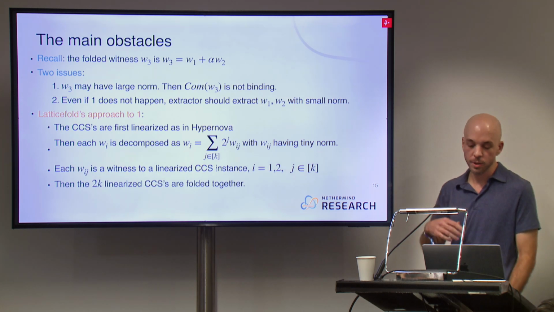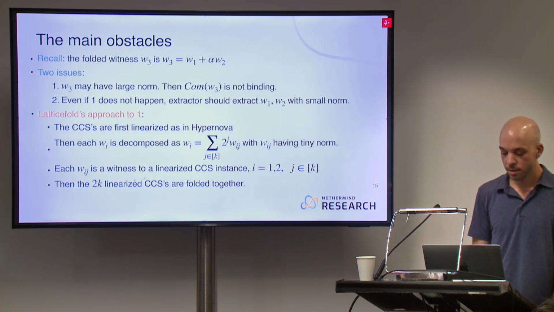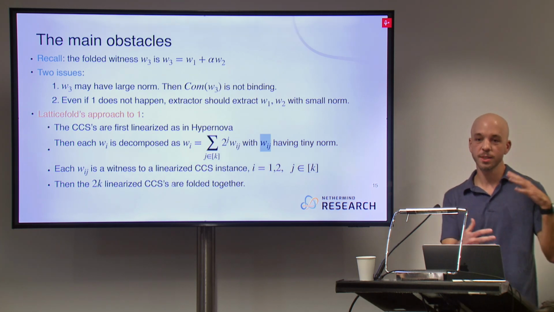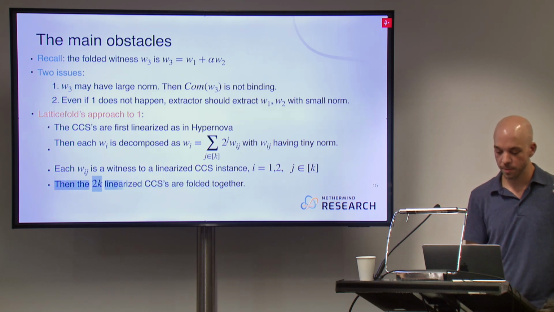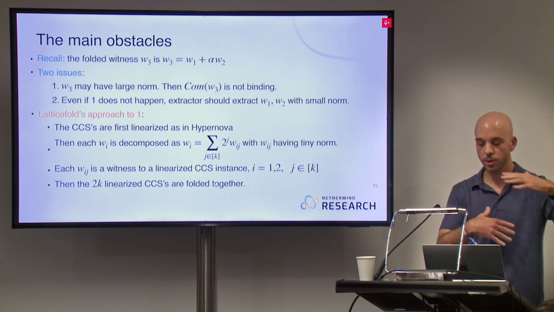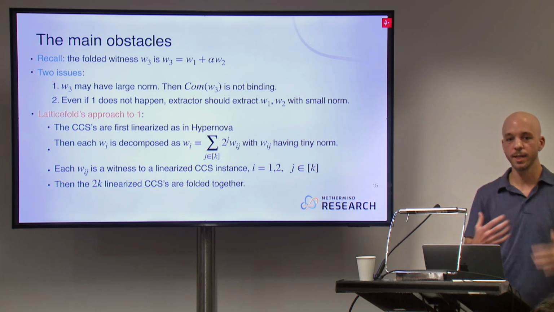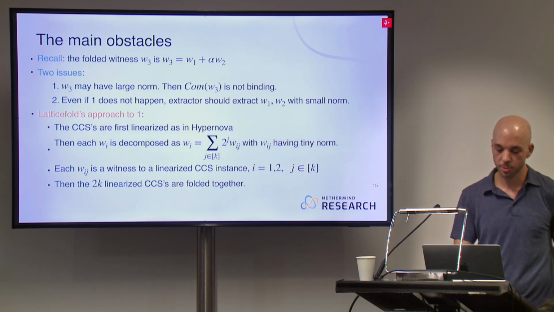And now in LatticeFold, they fold these 2k linearized CCSs together. And you don't have this problem because you know that the W_ij have tiny norm, and you choose parameters and challenges in a way that you are guaranteed that, if the prover is honest, when you fold these 2k instances, these 2k witnesses, the result has sufficiently small norm. So that's how LatticeFold approaches issue one.